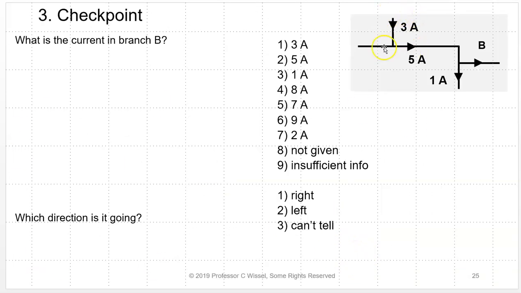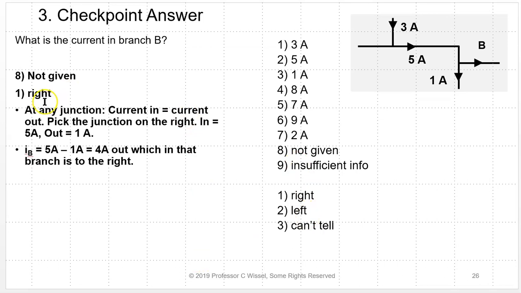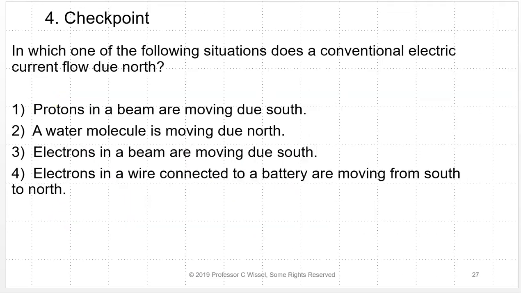Now we have a set of currents flowing in various branches here. What is the current in branch B? Well, in equals out. So we have 5 amps coming in, we have 1 amp going out. So this means we also have to have another 4 amps going out. So B is 4 amps, and it would be to the right. If you look at this, the correct answer is not given and to the right. So sometimes not given is the correct answer. Please don't pick it by default.